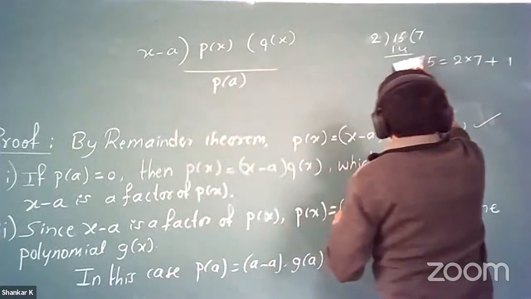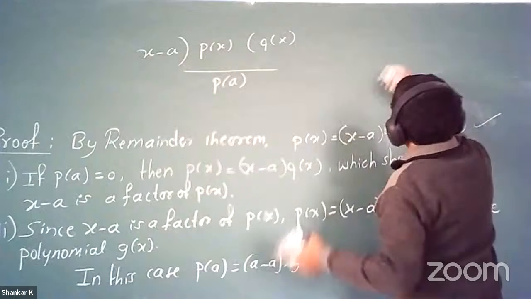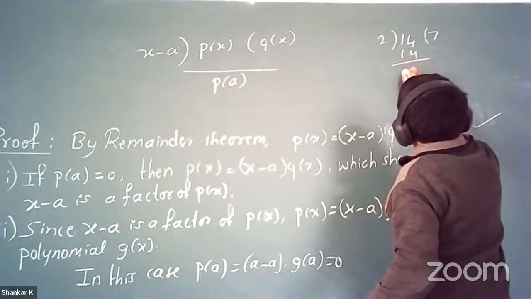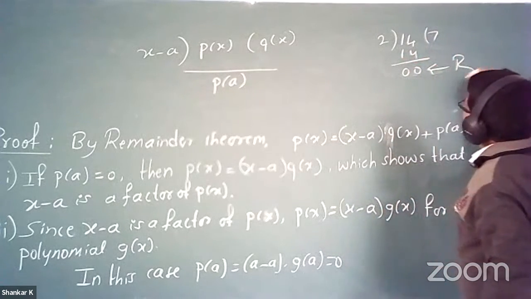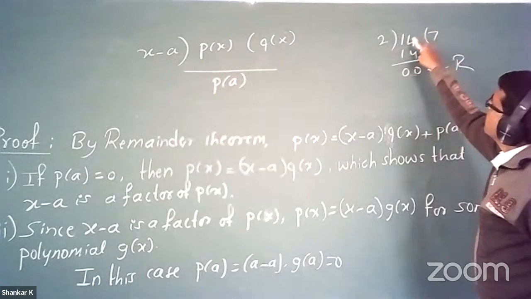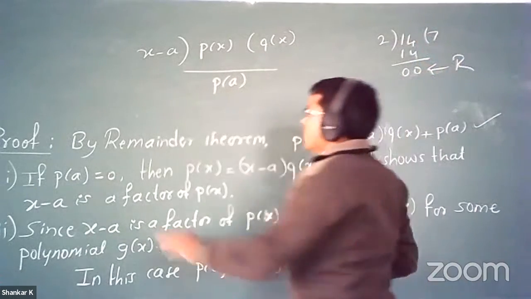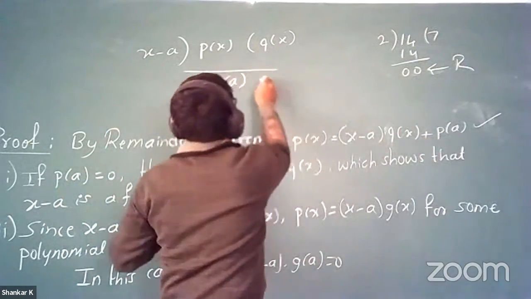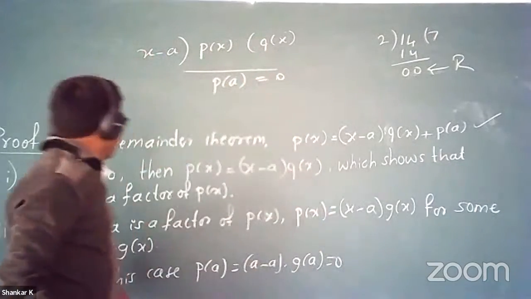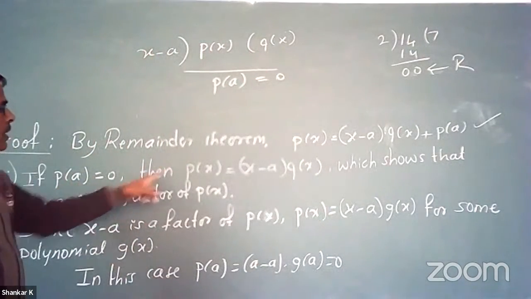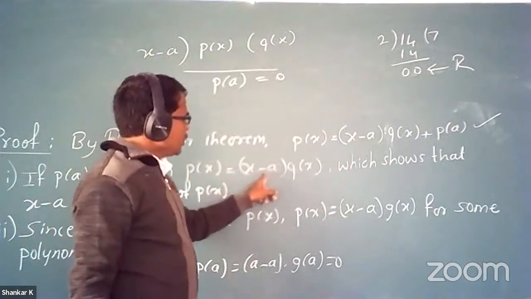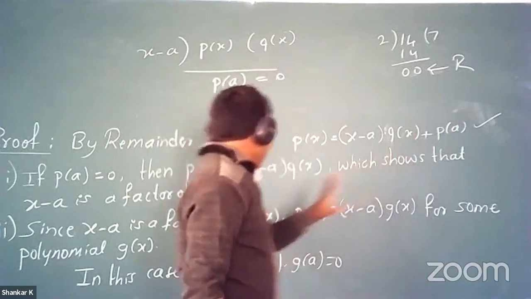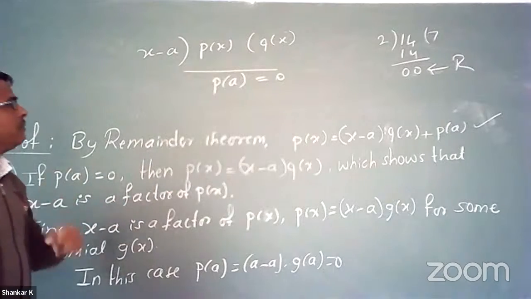Say, for example, instead of 15, if we have 14 divided by 7, 2 7s are 14, so the remainder becomes 0. If the remainder is 0, what is the meaning? 7 is a factor of 14. Similarly here, P of a is nothing but the remainder. If this is 0, then x minus a is the factor. So what is told here? If P of a is 0, then P of x equals x minus a into q of x, which shows that x minus a is a factor of P of x.